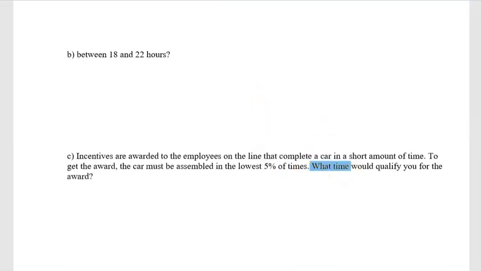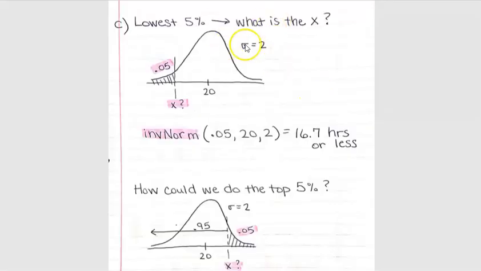So this would be one of those cases where we're going to use the inverse norm, right? We know that it's the lowest 5%. We don't know what the X value is. The area to the left, because we're doing the lowest 5%, is 0.05, then the mean and the standard deviation. And we get that you would need to assemble the car in 16.7 hours or less, right?